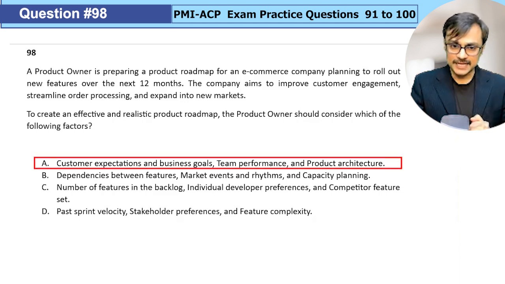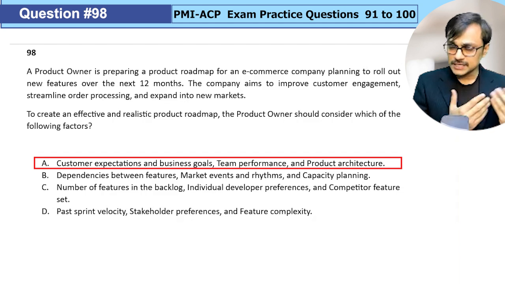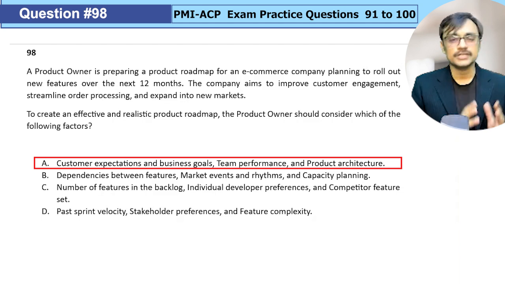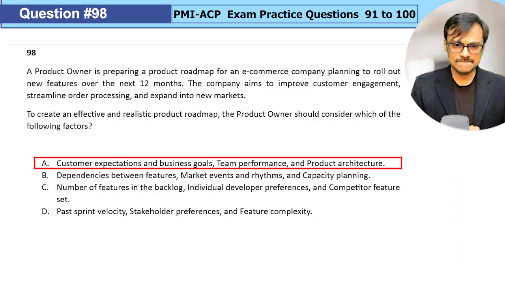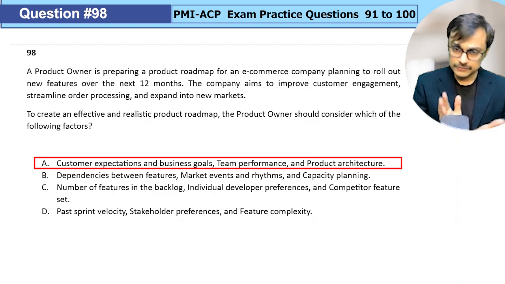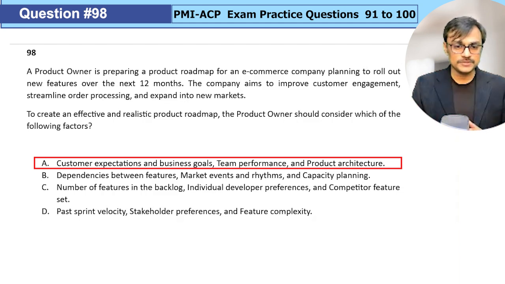Let's see. Option A, customer expectation and business goals. Overall vision is a good idea. Team performance, maybe. Rather than team performance, I need the team's forecasted velocity or capacity, which is available. The word performance is a little tricky, but let's see if we don't get anything else. And product architecture. Some kind of technological architecture may influence the roadmap, but not usually. So team performance and product architecture, maybe, but customer expectation and business goals definitely make sense.